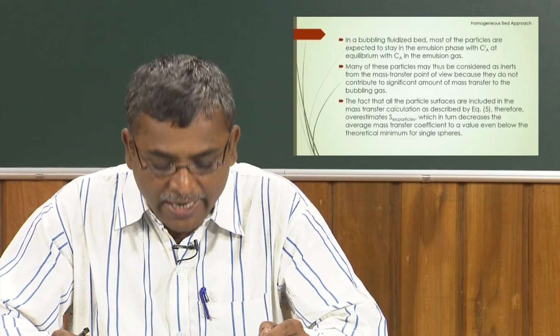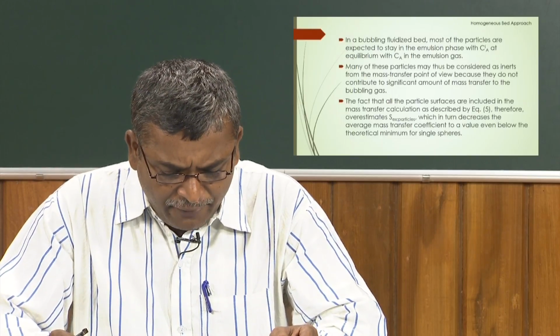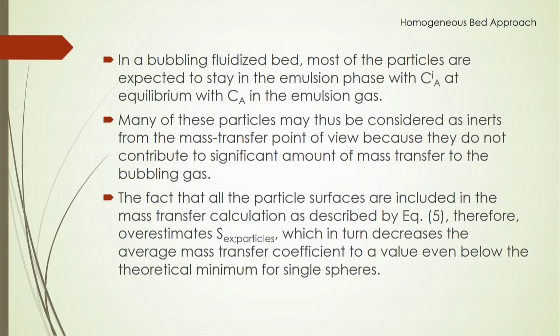And the fact that all the particle surfaces are included in the mass transfer calculation, that is described in equation number 5, therefore overestimates the exterior surface of the particles, which in turn decreases the average mass transfer coefficient to a value even below the theoretical minimum for single spheres.